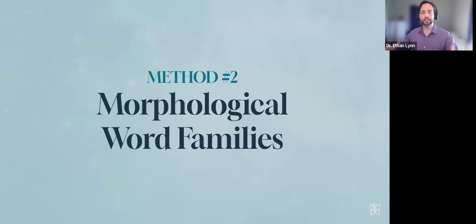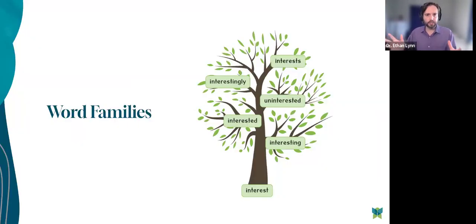The next one we'll jump into is morphological word families. And to understand this, I'll show a little image. So here's an image here. This image comes from the ebook that we have. You have the word interest. We're going to call interest our head word. So interest is our head word. And then because it's a morphological word family, as you add different prefixes and suffixes, different morphemes to this word, you can expand this out.